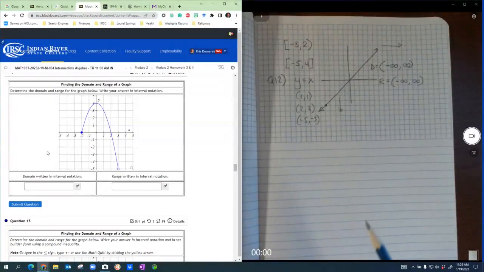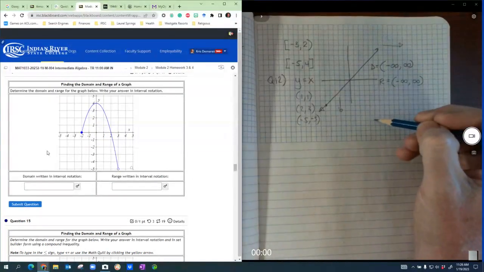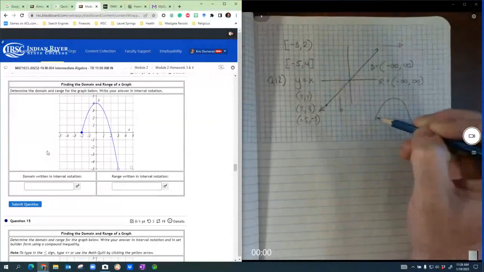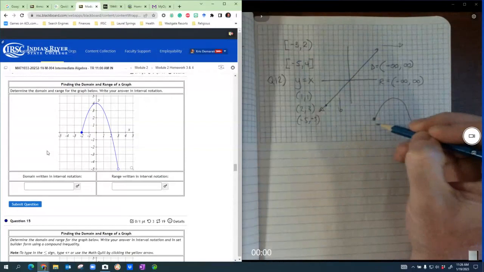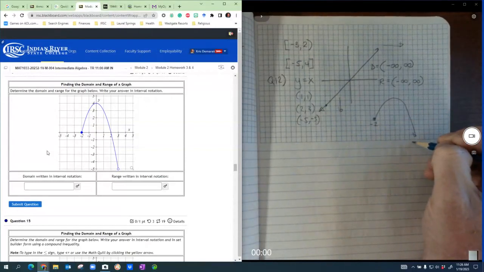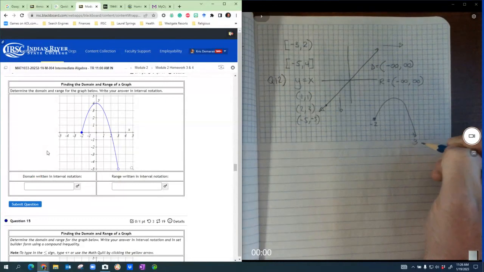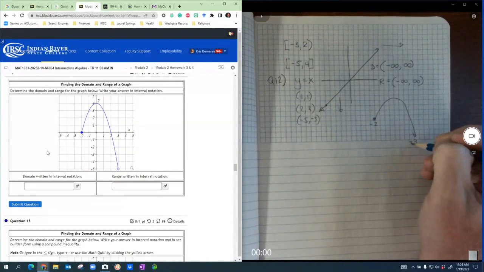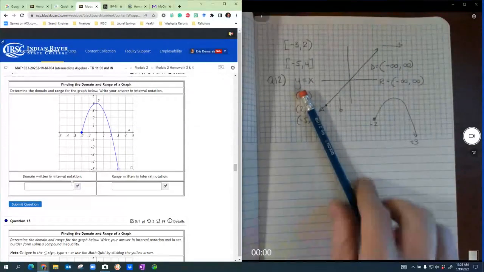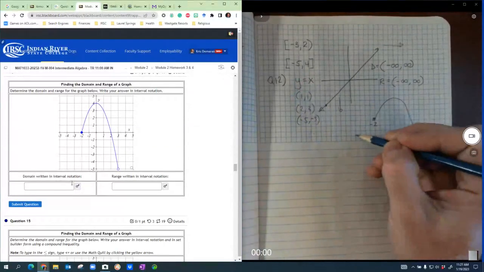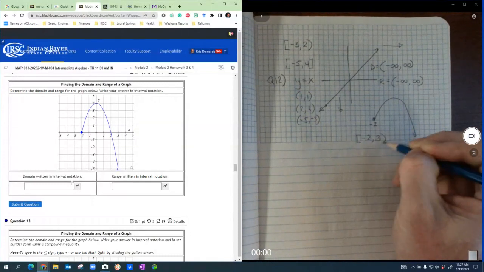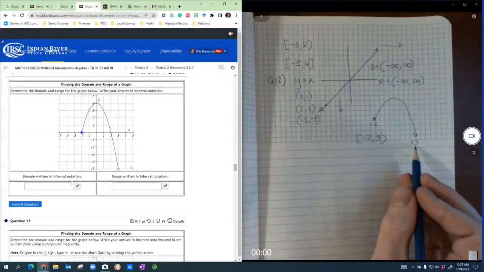So when we're talking about domain, you're looking at where it starts from the left. It starts at -2, and it goes to positive 3. All right, for the domain, so for the interval notation, we would say inclusive to -2 and exclusive to positive 3.